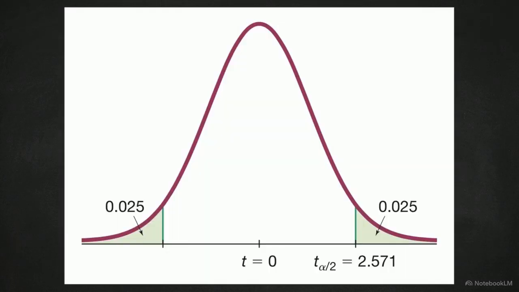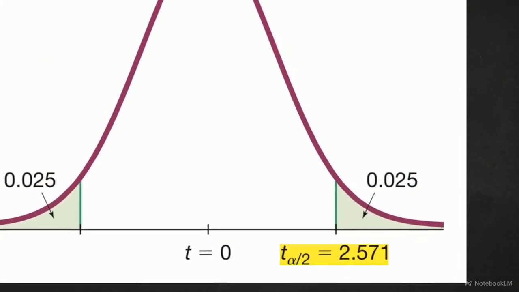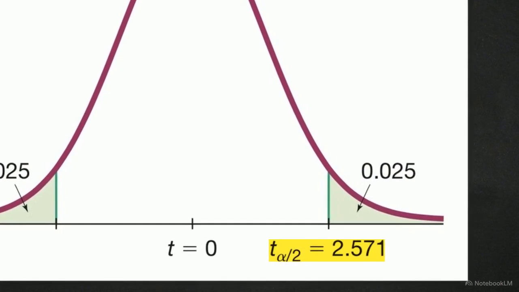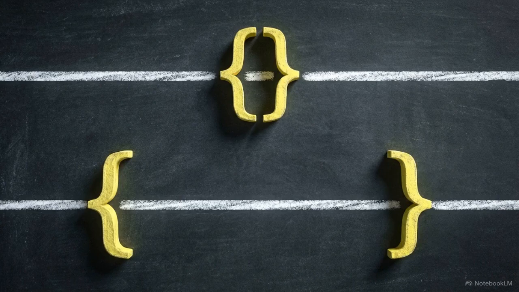This diagram shows a t-distribution curve for 5 degrees of freedom. The 5% alpha is split equally into the two tails, leaving an area of 0.025 on each side. The boundary separating that tail gives us our critical value, 2.571. Choosing a confidence level is a deliberate trade-off between the precision of your interval and the probability of being correct.